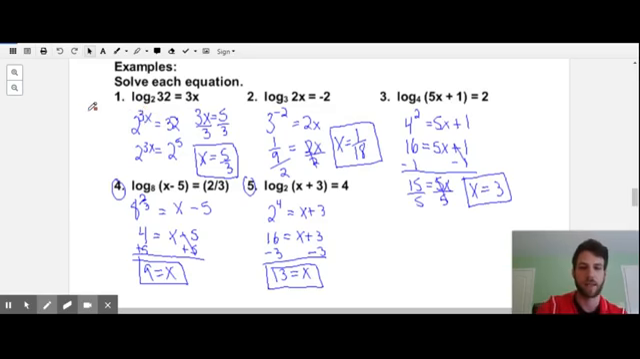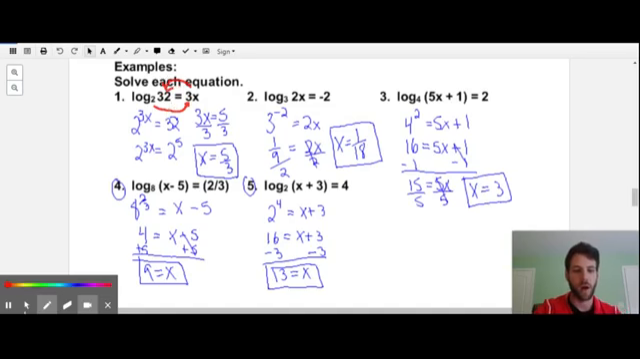So if we can start comparing these to each other and talking about these problems, we can look at number 1 first. Log base 2 of 32 equals 3x. So all you have to do first is convert it to exponential form. 2 to the 3x equals 32. And then use what we already know about solving exponential equations.